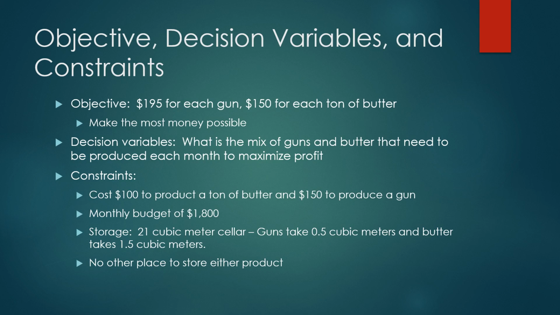The other constraint he has is that he only has one small cellar where he can store his products until his products can be moved to market. And so that cellar has 21 cubic meters of storage space. Each gun takes a half of a cubic meter to store, and each ton of butter takes 1.5 cubic meters to store. So no matter the mix, even if it's maximized profit, if the mix exceeds 21 cubic meters of needed space to store the product, it's an unrealistic solution, simply because he won't be able to store his products. And he has no other place to store either product. It's only in that cellar that he can store his stuff.